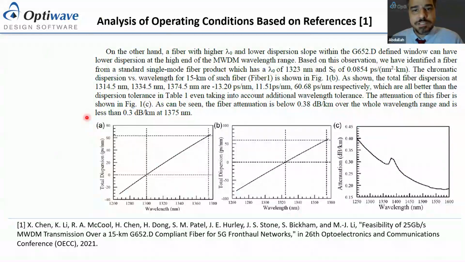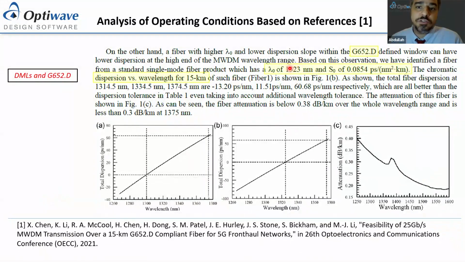So in this sense, we're attempting to reproduce the work done in the OECC paper by Dr. Chen and his colleagues. In this paper, they demonstrated 25 gigabit per second transmission over 15 kilometers of G.652.D fiber. So the fiber parameters are mentioned in the paper. Here I'm just going to highlight the parts that are relevant to the modeling process in OptiSystem that we're going to be using.